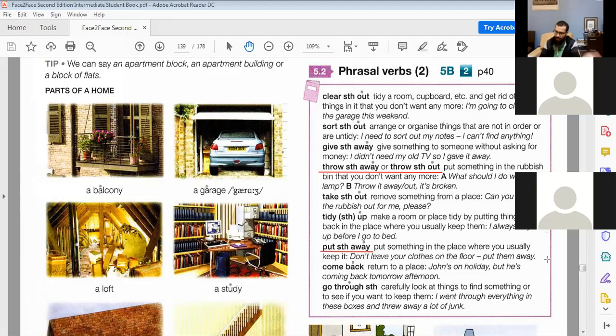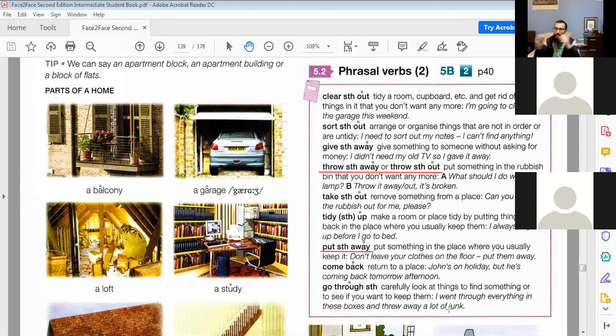Come back, it's clear, you return. Go through, you look at things carefully. It's like scanning. You're scanning your things. You're trying to check, do I need this? Is it important or not? So when you say, I went through everything in these boxes and threw away a lot of junk, this person had a lot of boxes.